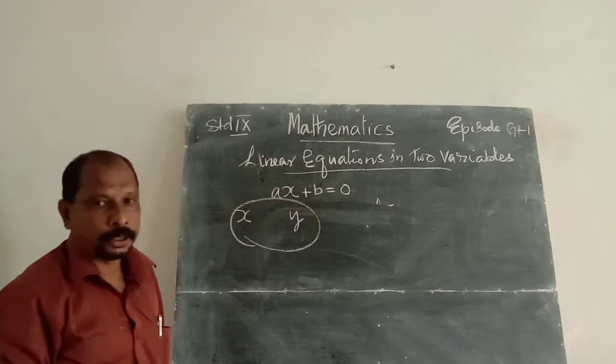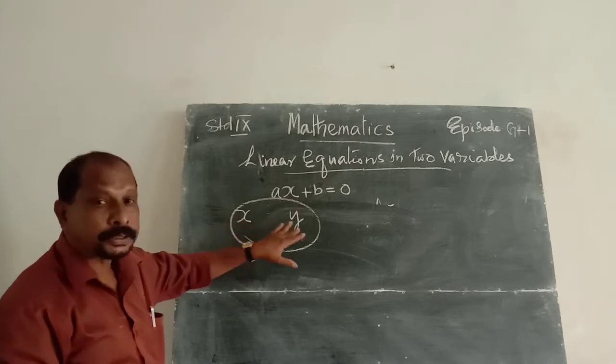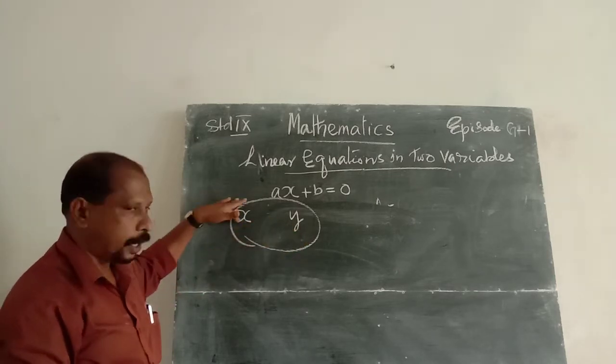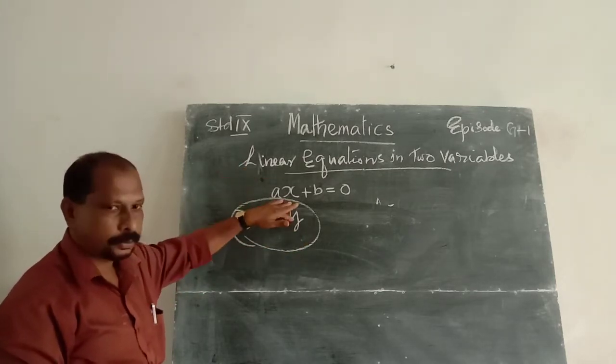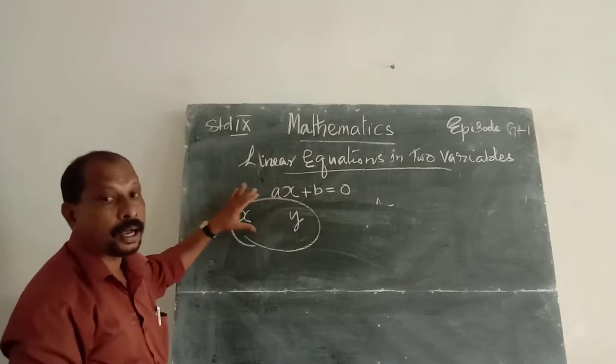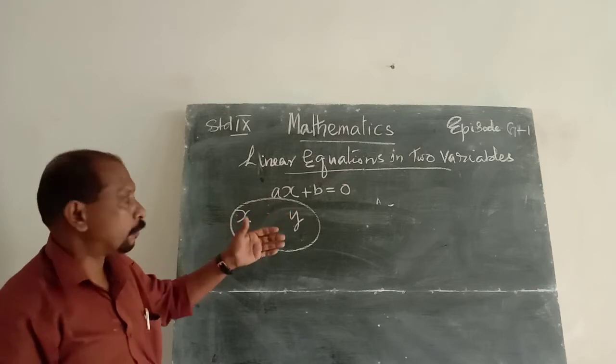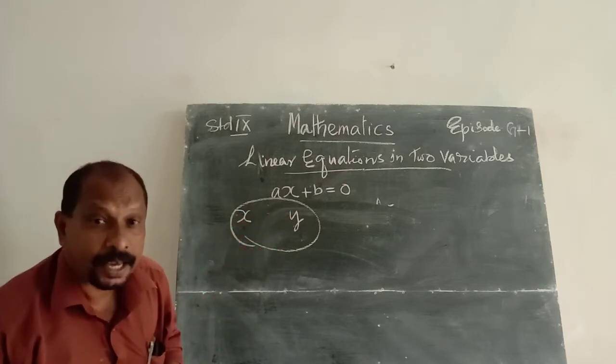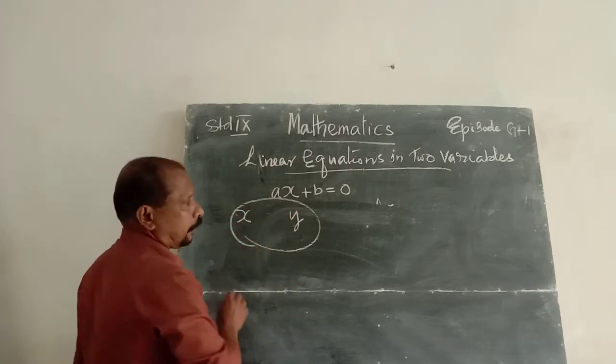Therefore, there are two variables, and these two variables are related. Age of father and age of his son. Similarly, age of another father and age of his son. Therefore, they are always related. Therefore, they are known as related variables.